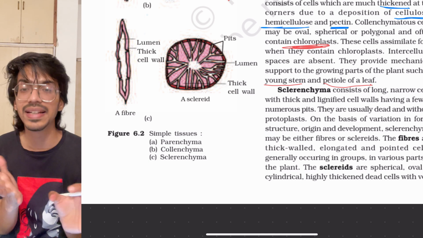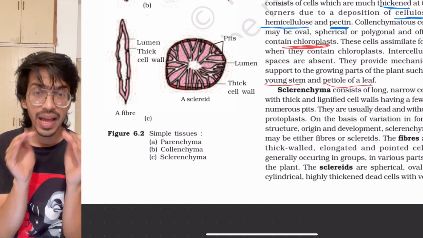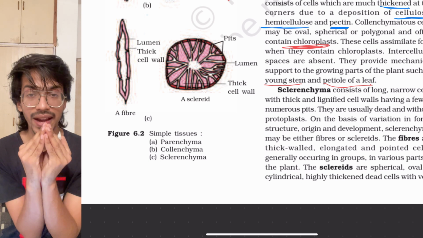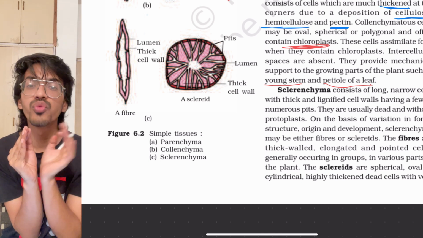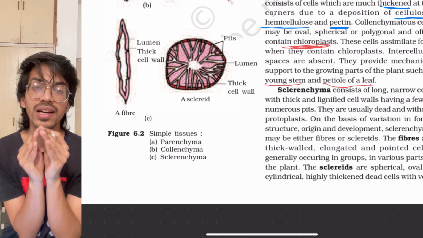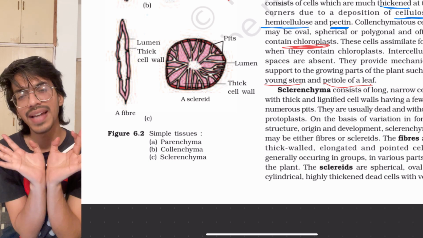Okay, it's dead. You have to remember why it is dead: because of high lignification. And anything which is highly lignified, what will happen? The cell under it will not get the food easily, because with such a thick layer, food can't actually reach there. So what will happen? Inside the cell will die.